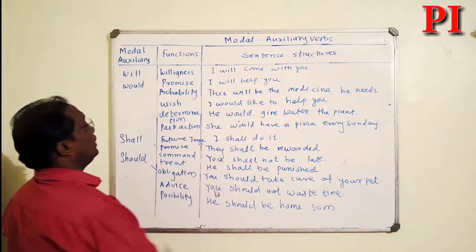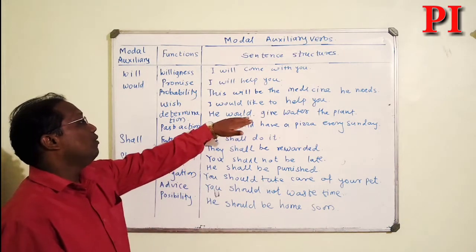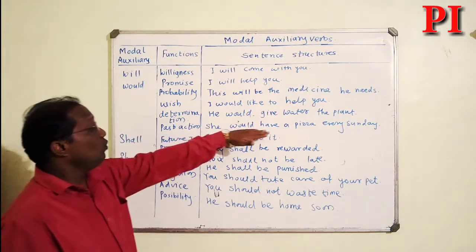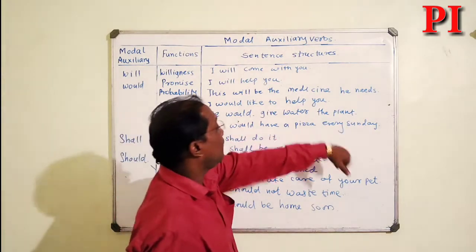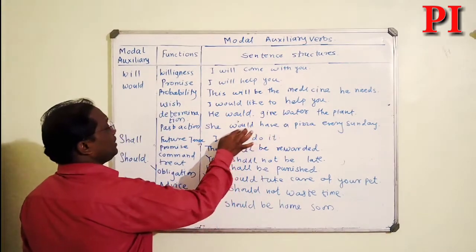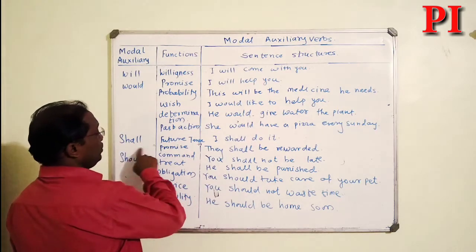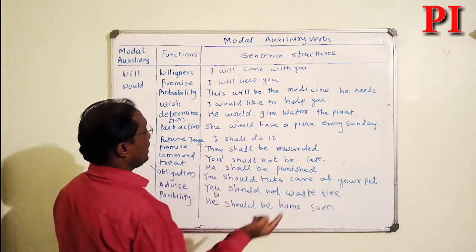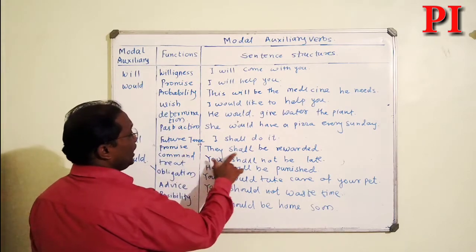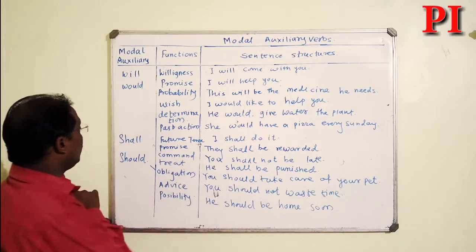Then wish: I would like to help you. Then determination: He would give water to the plant. For that purpose, use "would" here. Then past action: She would have a pizza every Sunday. Every Sunday shows the time of the past. Then "shall" is also used in future tense and future action. I shall do it. Then promise: they shall be rewarded.